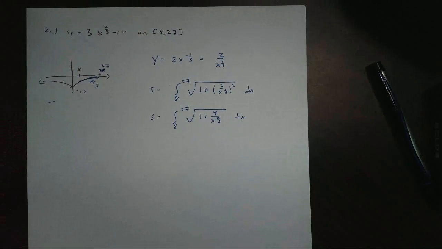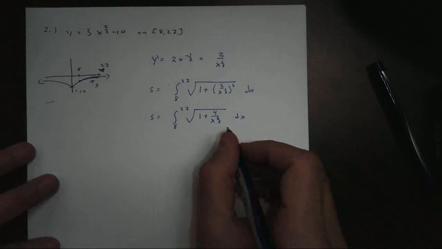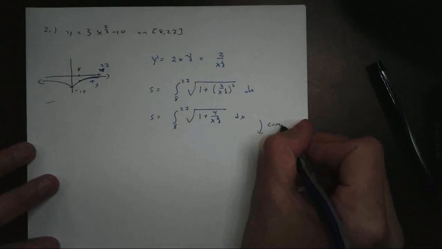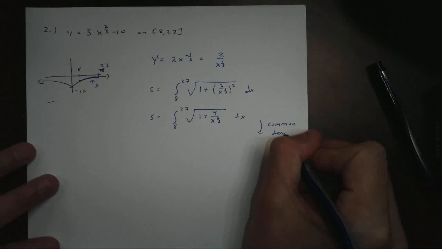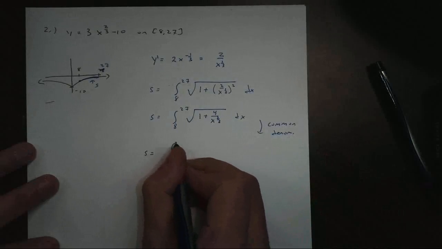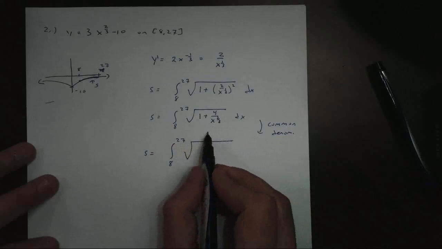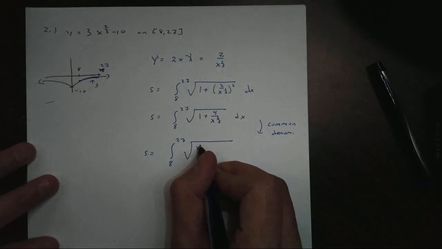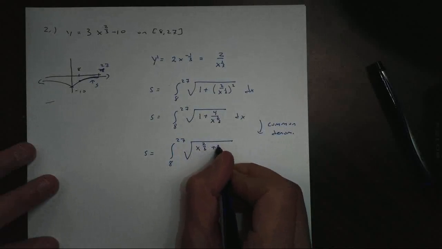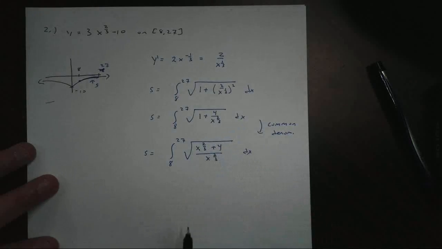Now, we're going to do this one by hand, and things are about to get really ugly. I'm going to use a common denominator here. And if I write this as a common denominator, it's going to be 2/3. Give myself a little bit of space. My common denominator, this becomes an x to the 2/3 plus 4 over x to the 2/3 dx.